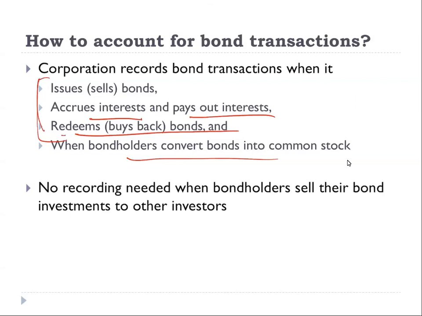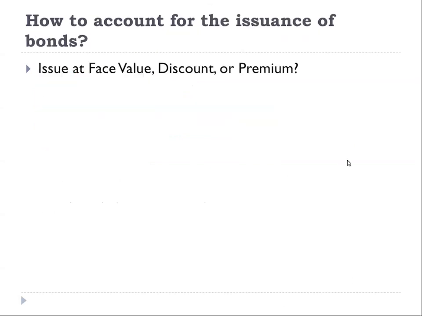One thing to pay attention to is, if the bond has already been issued, and someone in the secondary market bought the bond and then sells it to someone else, it has nothing to do with the firm because the bond has already been sold. So no accounting record needs to be made when bondholders sell their bond to other investors. What matters here is only when the firm sells the bond to the investors for the first time, the firm needs to make a journal entry.